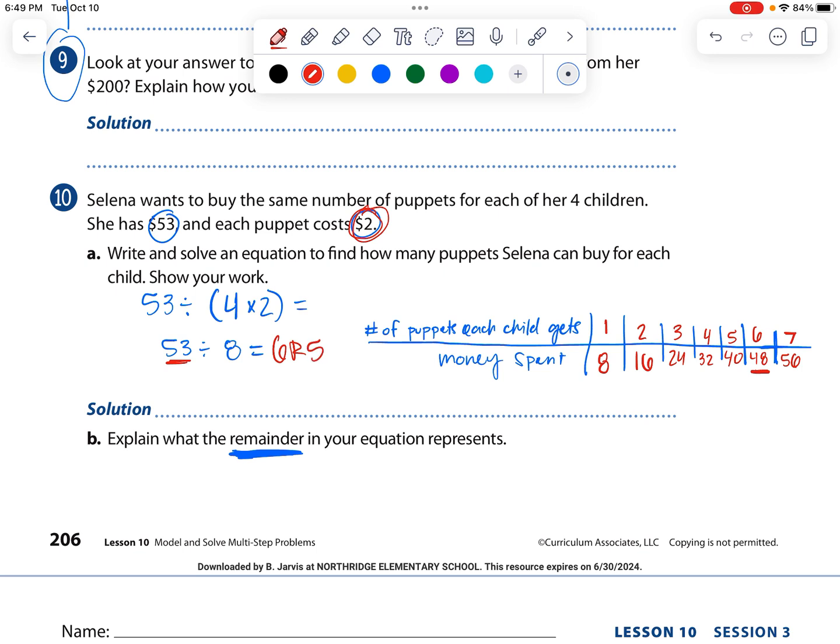But it's asking how many puppets can Selena buy for each child. 6 would be that number because we can't buy 7 for each child because we don't have $56. We can buy 6 for each child because we have $48. So it would be 6. Oh, wrong one. 6 for each child. I was going to say student. Child.